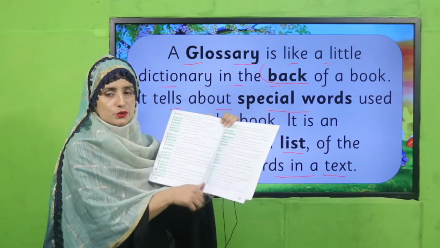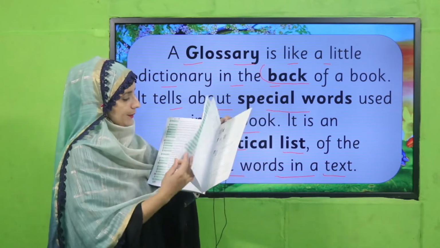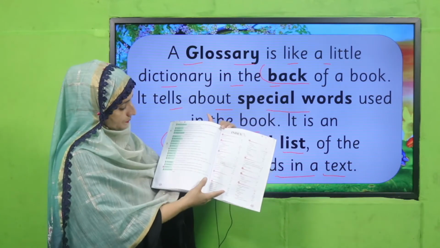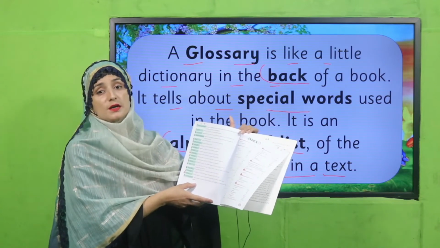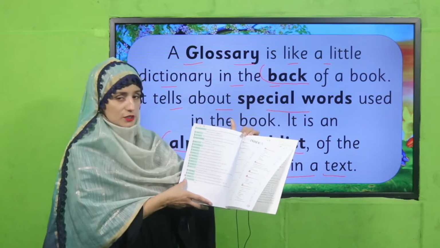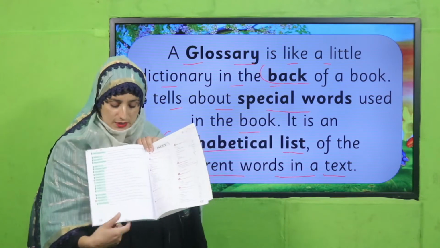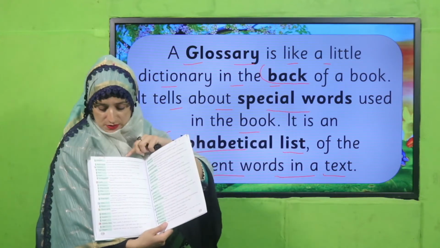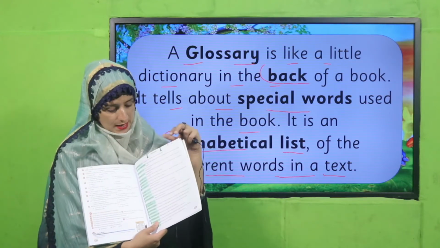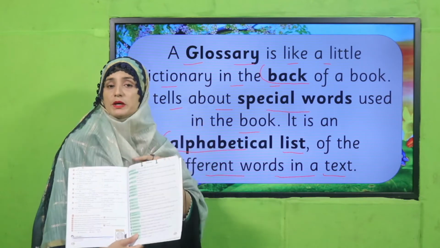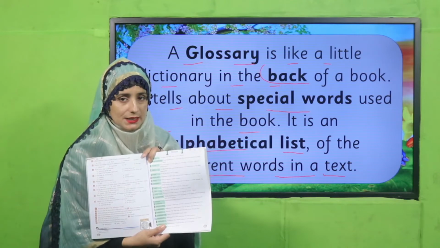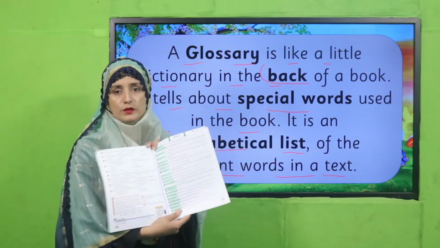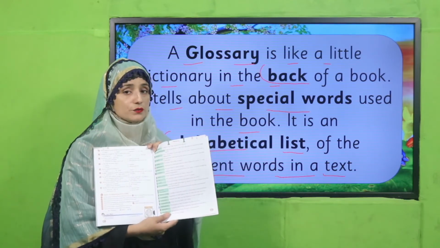So have you opened, my dear students, and are you watching? Good. See there, till here, till U. It means there is not any other difficult word from Z till U; words are mentioned there. So this is glossary. It's also like a little dictionary, but we can find this dictionary at the end of the book. Is it clear? So now you have got what a glossary is and how we can locate a word.